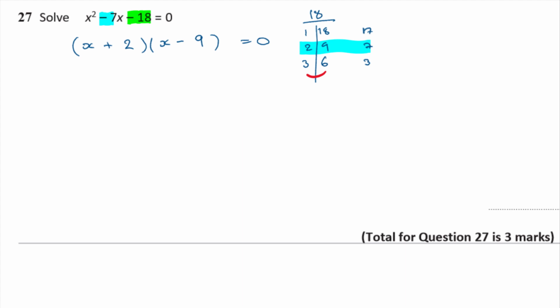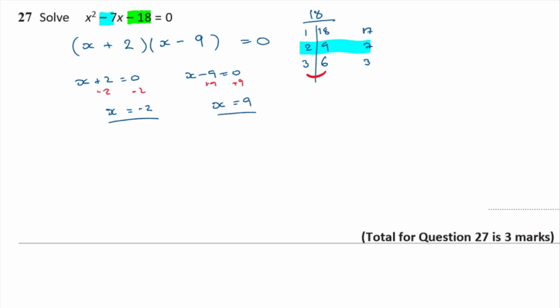Now, if you've got two things multiplied together and they equal 0, it must be that one thing or the other thing is 0. Right, so if x plus 2 is equal to 0, taking 2 away from both sides, you can see that x must be equal to minus 2. Or if x minus 9 is equal to 0, then adding 9 to both sides, you can see that I've got x is equal to 9. Okay, so they're my two solutions then. x is equal to minus 2 and x is equal to 9.